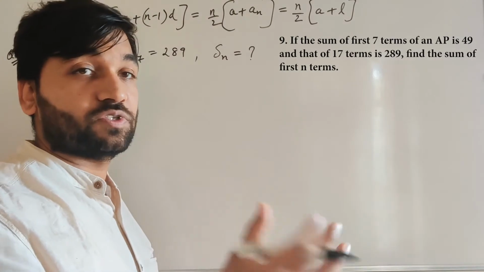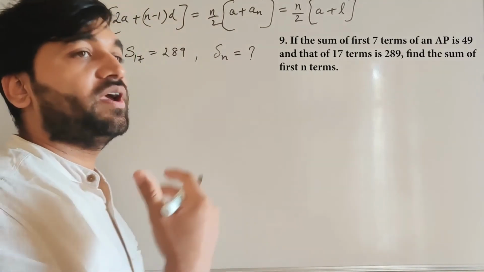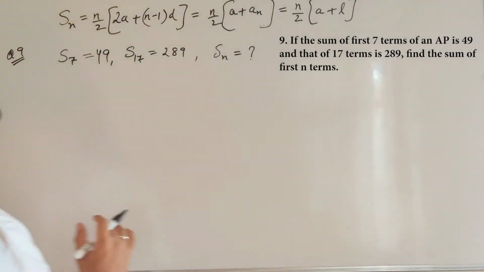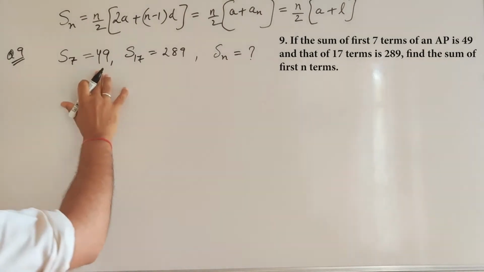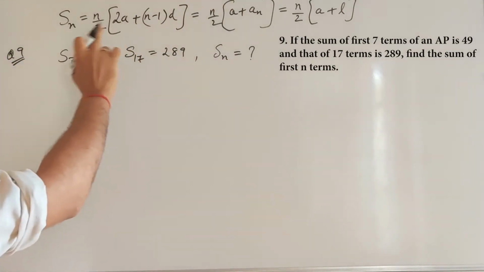So sum of n terms, n will remain n itself. We don't have to find n value. Find the sum of n terms means n remains n itself. Okay, so S7 equals 49, S17 equals 289. We'll use the respective formula for each.